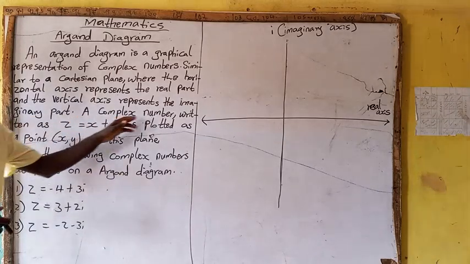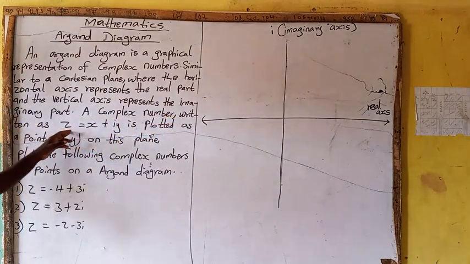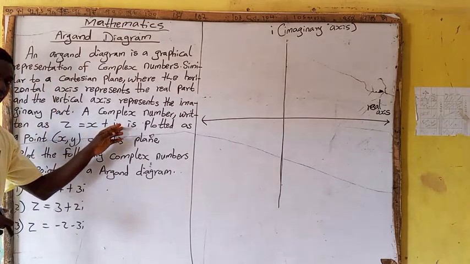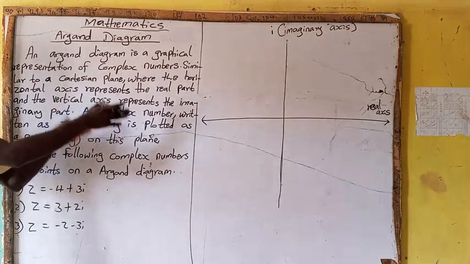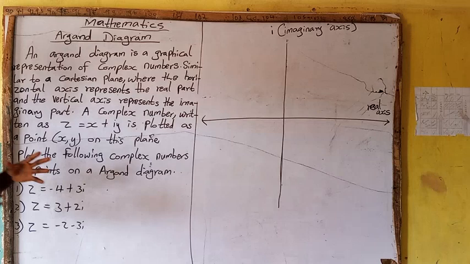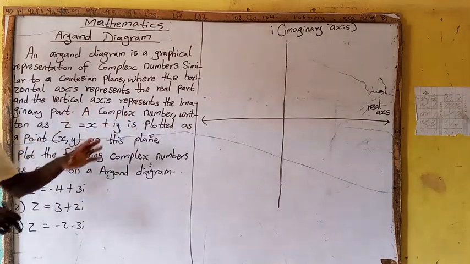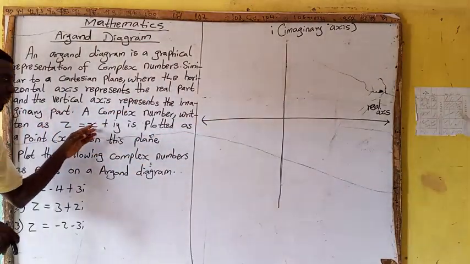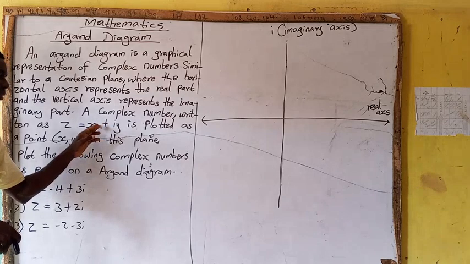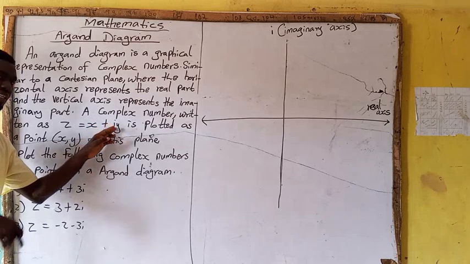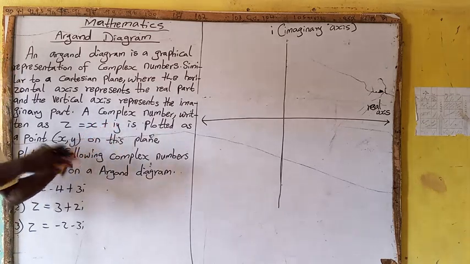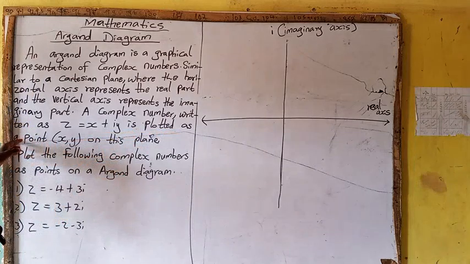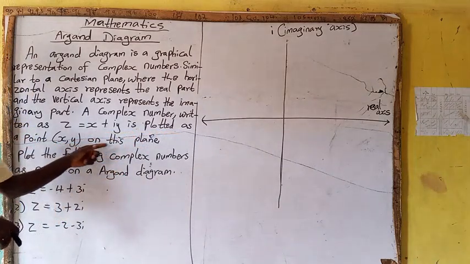Now, let's go further. A complex number is written as z equals x plus iy. In our previous class, I used a plus ib. It's the same thing. Since we are representing it on a graph, we are going to use x for the x-axis, which is for the real part. We call this the real part because there is no i attached to it. This i represents the complex part, the imaginary number. It is plotted as a point (x, y) on this plane.